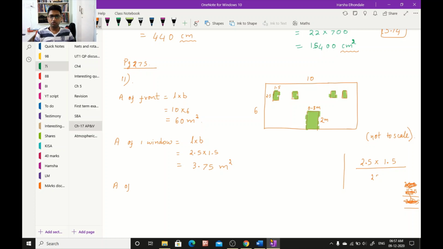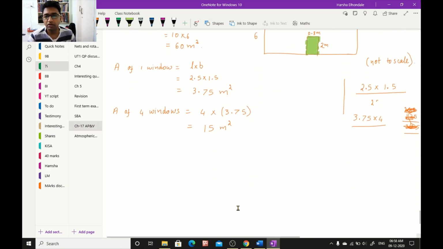Area of 4 windows will be 4 into this, 4 into 3.75, and that is how much? 0.75 into 2 gives me 1.5, 1.5 into 2 gives me 3, 4 3s are 12, 12 plus 3 gives me 15. So you can do this multiplication in the working column. 3.75 into 4, you'll get your answer as 15 meters square.